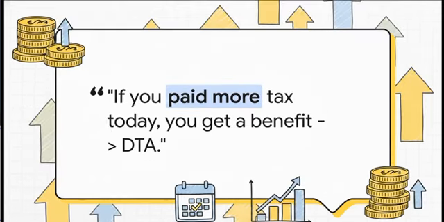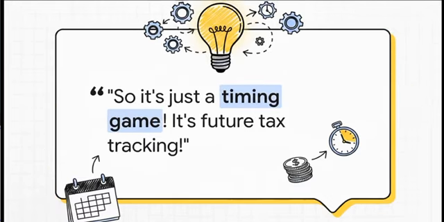Next, Neha neatly completes the framework by adding the complementary rule. She points out, and on the flip side, if you paid more tax today than your books show, you get a benefit in the future, which creates a DTA. And right there is Rahul's light bulb moment. The pieces finally connect, and he realizes, so it's really just a timing game. Now it's clear. Deferred taxes aren't some dark accounting trick. It's literally just future tax tracking.